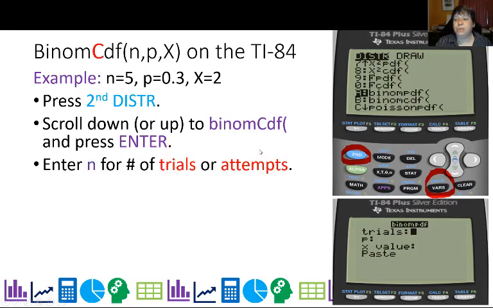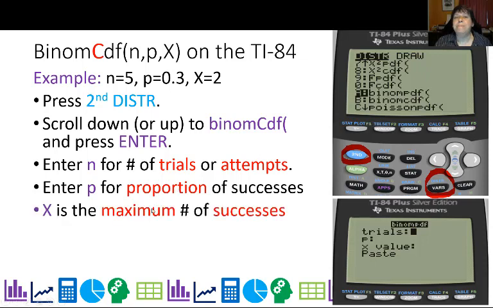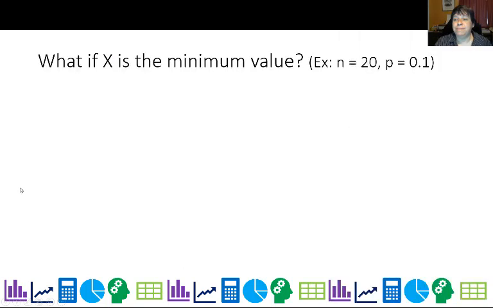N is the number of trials or attempts, just like before. P is still the proportion of successes. Now, x is the maximum number of successes. You're going from 0 to whatever number you put in here, and it's only going to do the left side chunk, all right? Scroll to paste and press enter. And again, it only works for 0 to whatever number you put in there. So it only does the left side.